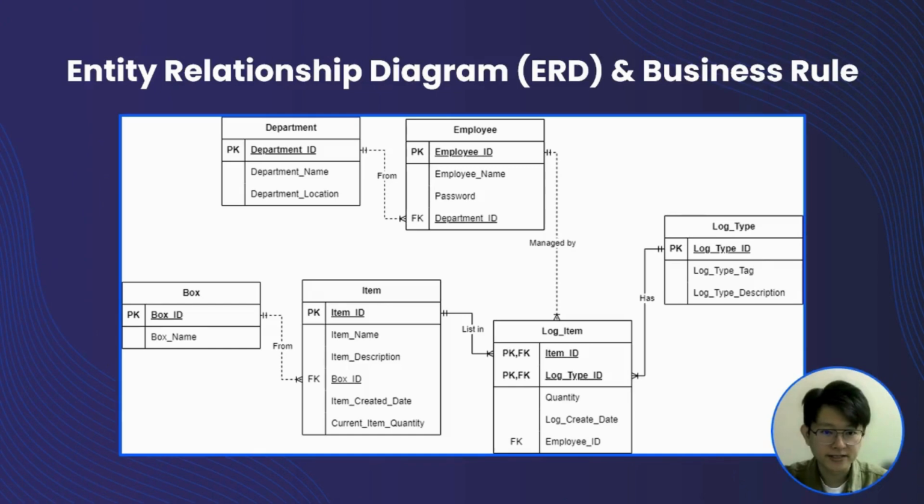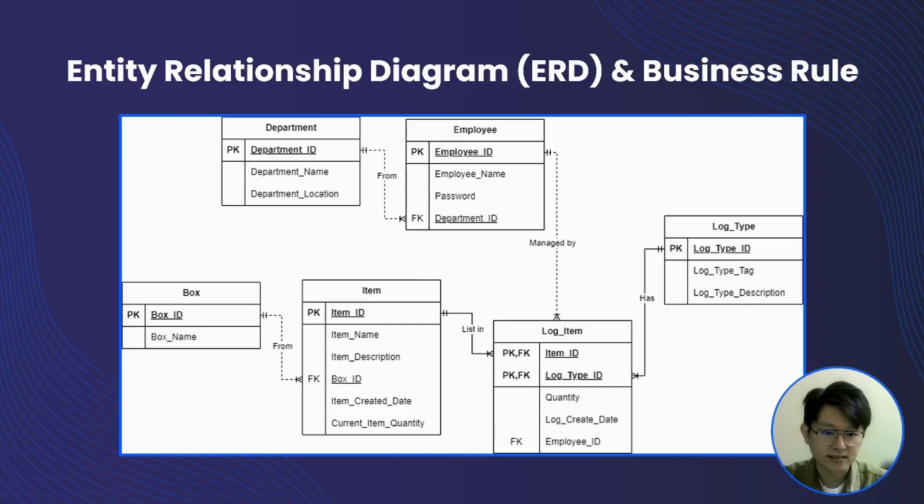In order to create the inventory management system database, we would like to first understand the main models required. Through the ERD, which is the entity relationship diagram, we can know the relationship and business rules between each of the models and how they are connected to each other. From here we have 6 models, which are the department, employee, box, item, and log type, and the final model is the log item.